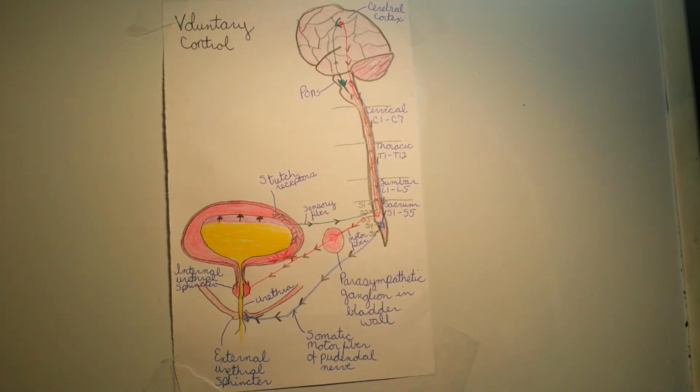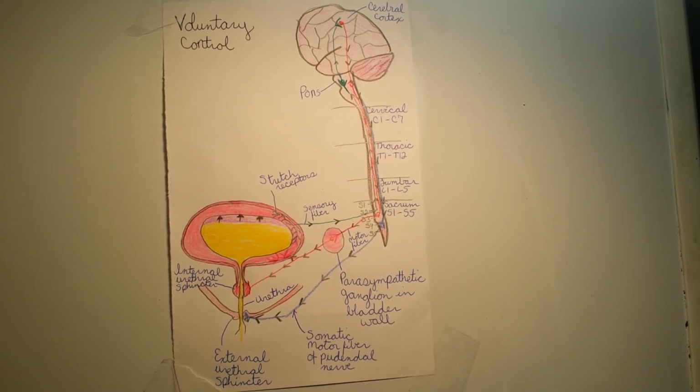This will give a person the conscious control of when to urinate and the ability to stop urination midstream. This is where toddlers learn how to control that, and that's when it comes to potty training.